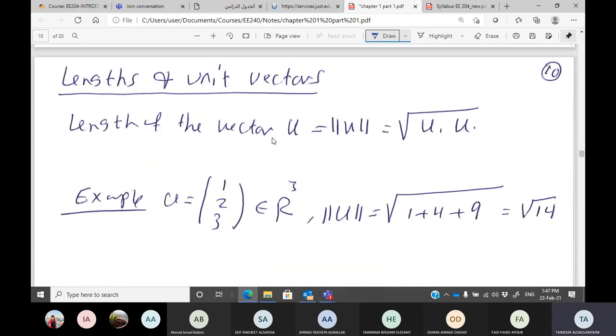The length of a vector u, okay, this is the notation for the length of u. It's equal to the square root of the dot product of the vector with itself. So if this is u, and we need to find the norm of u, we call it the norm, the modulus, the amplitude, they are all the same thing. So it is the square root of u dot u, which means that the first component is squared plus the second component is squared plus the third component is squared.